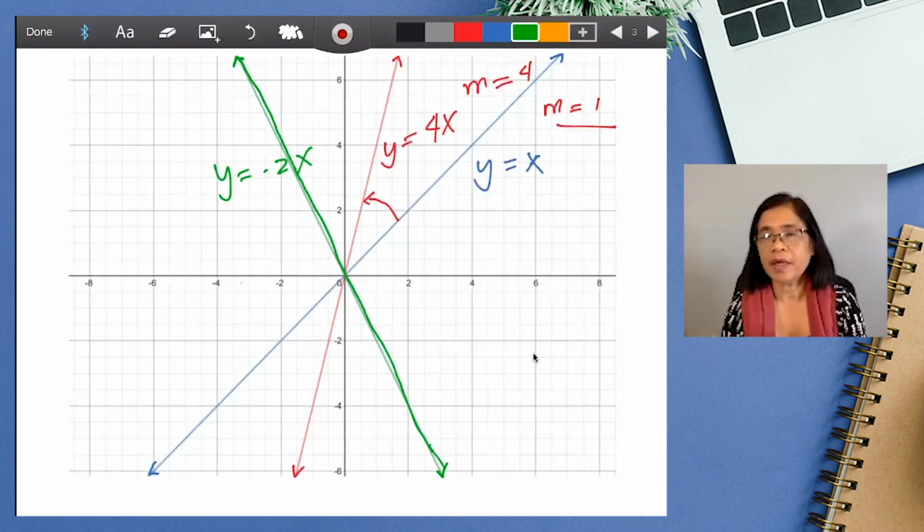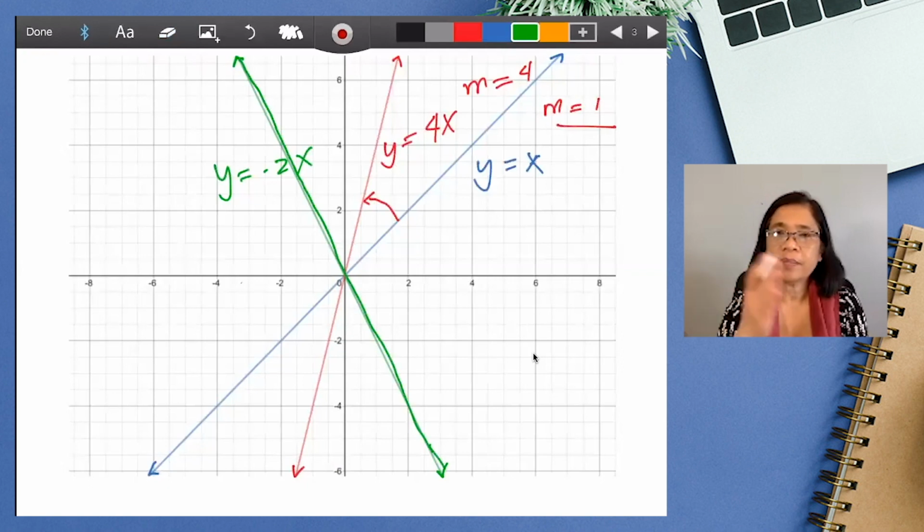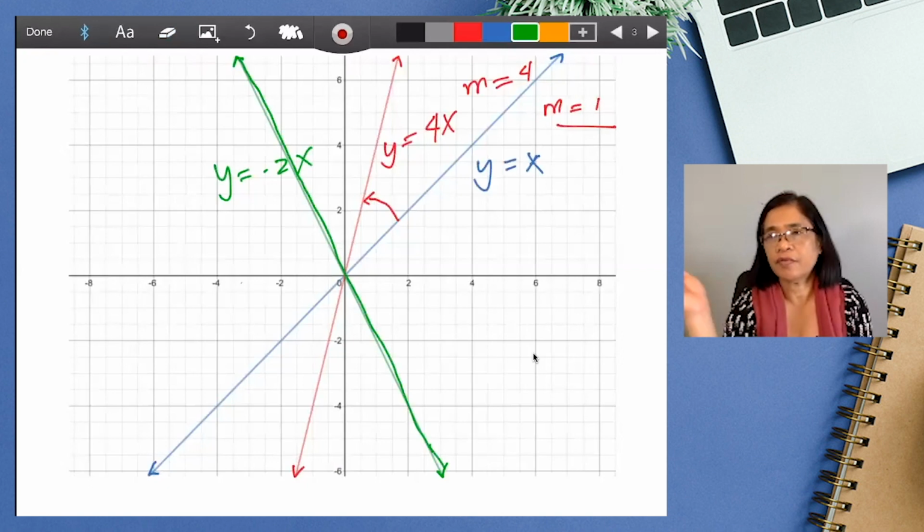So to summarize, the effect of changing the value of m on the graph of a linear function is on the steepness of the line. Okay, as you increase it from 1 to 4, the line becomes steeper, and when the slope of the line changes from positive to negative, the line changes from rising to falling.